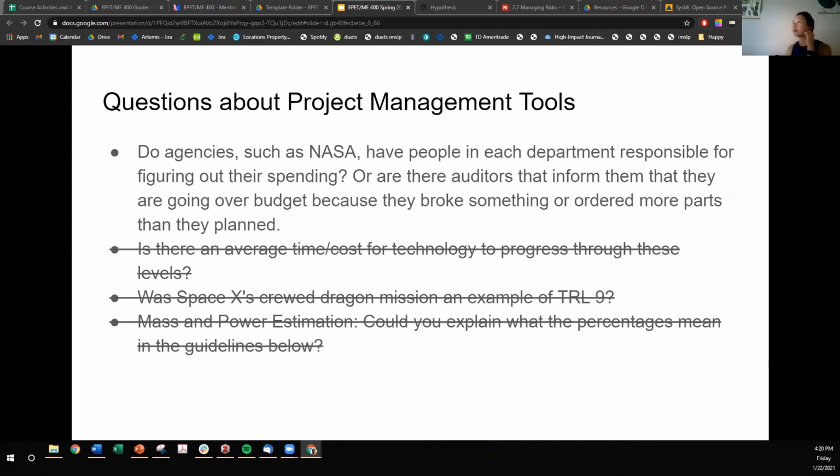Okay, there are some questions about project management tools that maybe I didn't get to. Do agencies such as NASA have people in each department responsible for figuring out their spending? Or are there auditors that inform them that they are going over budget? So for really big programs, you can have accountants and fiscal administrators. Typically, the principal investigators or program managers are the ones who keep track of the budget and are the ones who pester the engineers that they're going over budget or they're not on track for spending. So hopefully I answered that question.